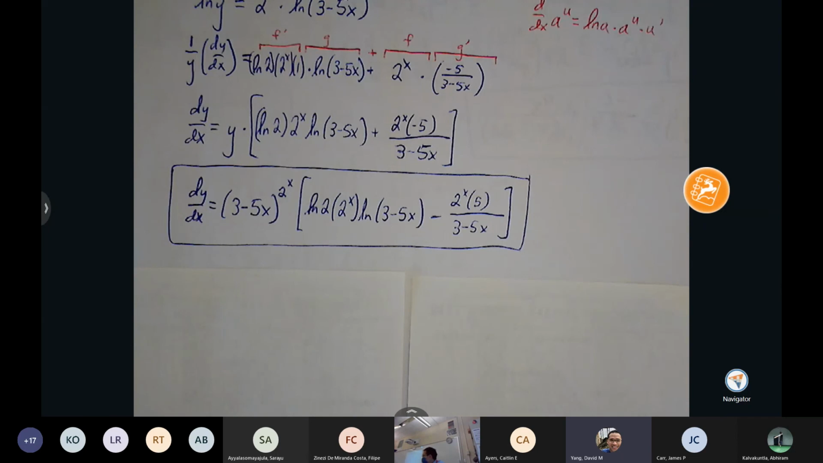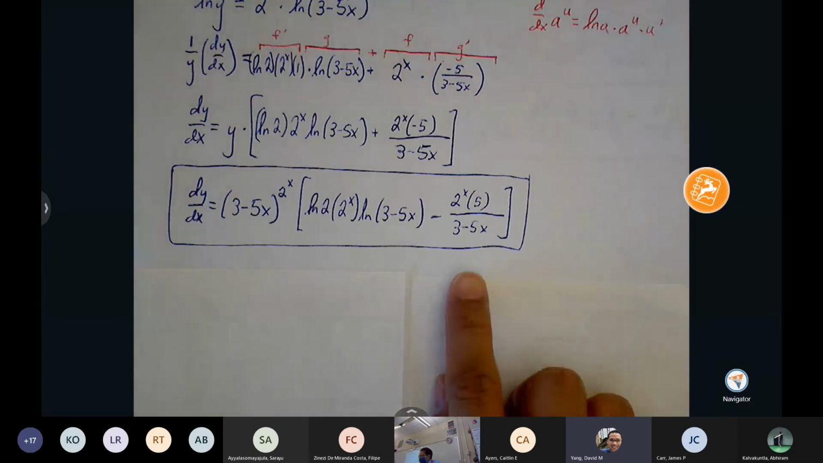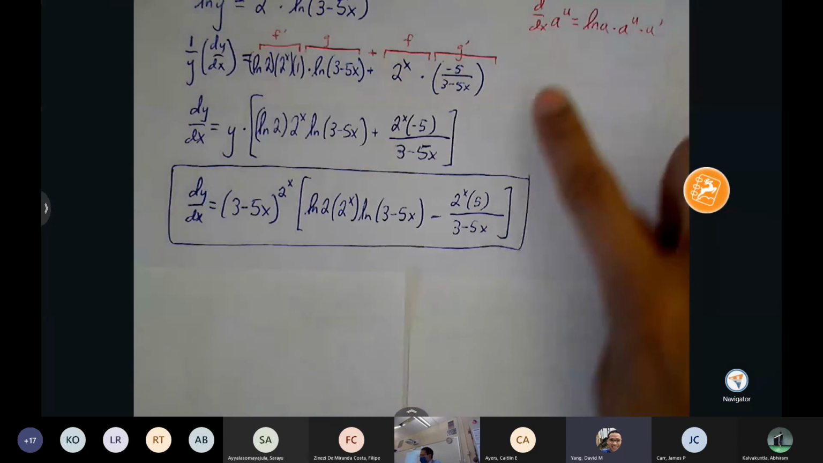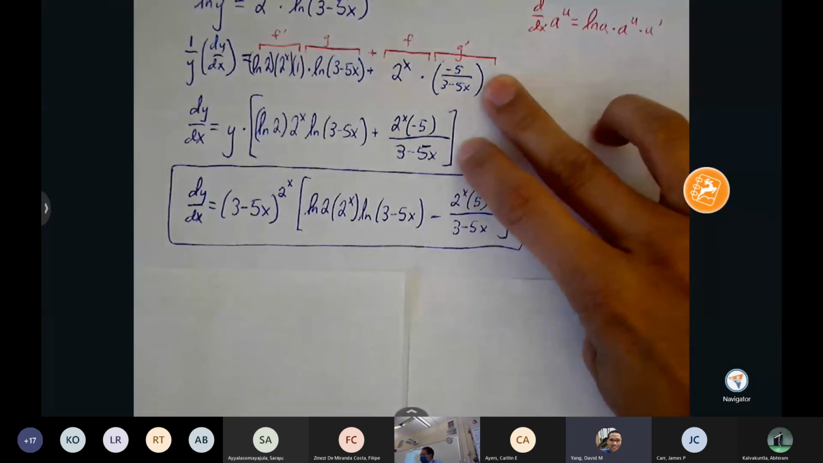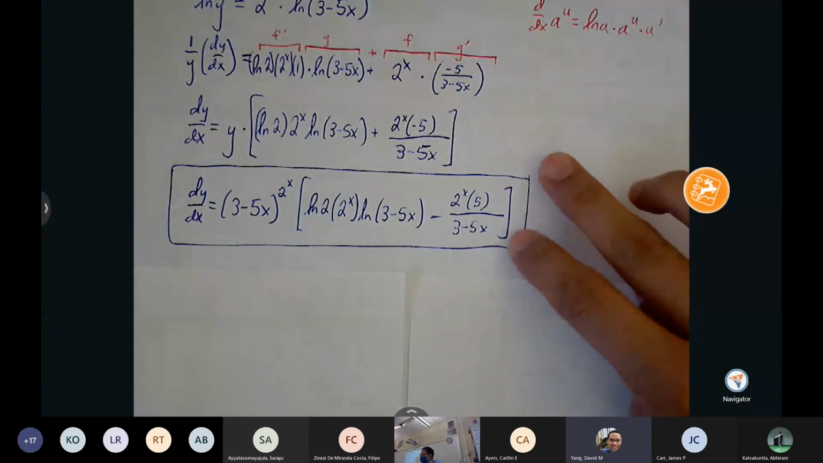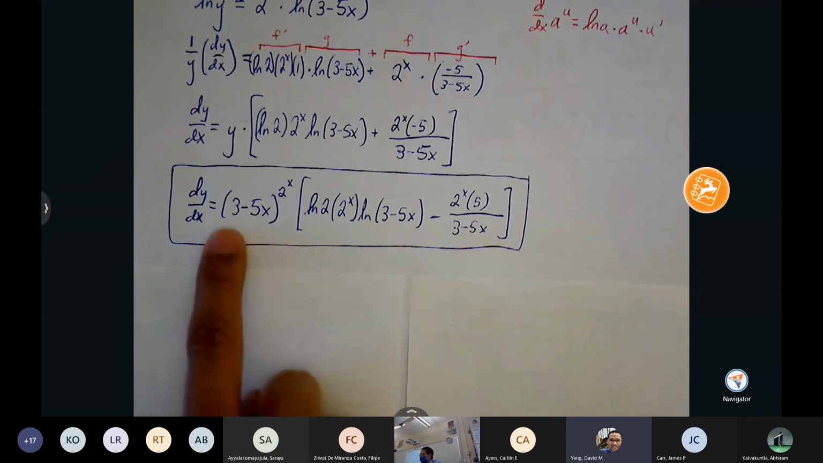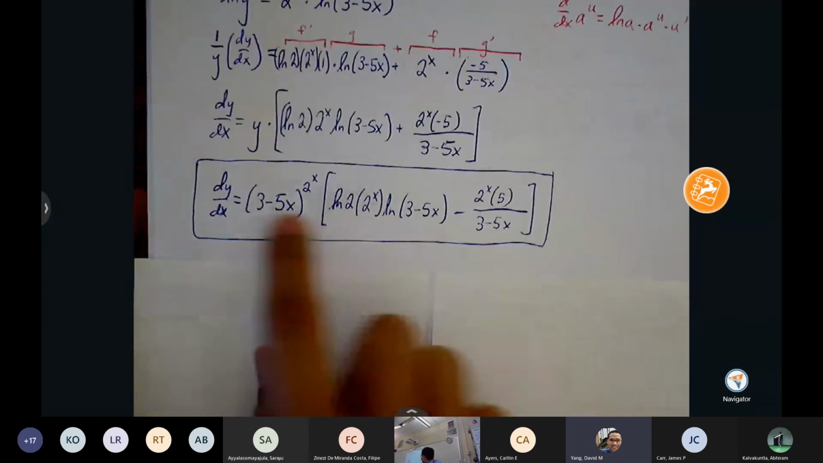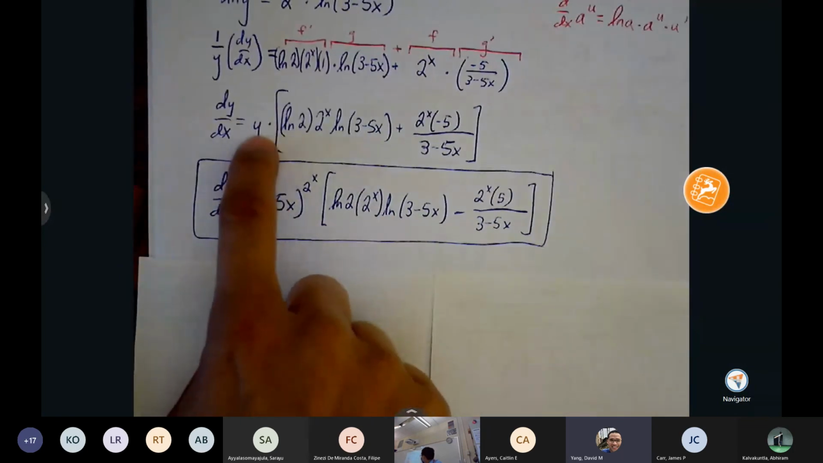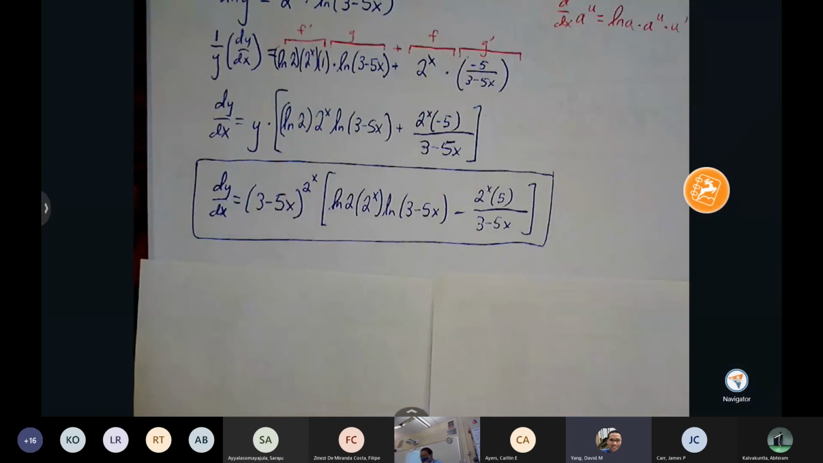Okay, any questions with 2? Okay, number 3. Where did you put the 3 minus 5x out of the parentheses? Oh, from here to here, you mean? No, from the very last one. The 3 minus 5x in front. Oh, this one here. Yeah. Where did that come from? So I want to replace y, and y is the original equation.